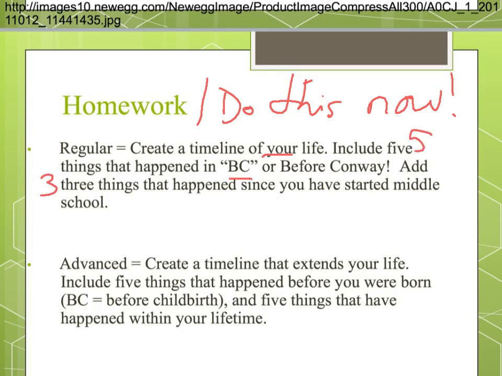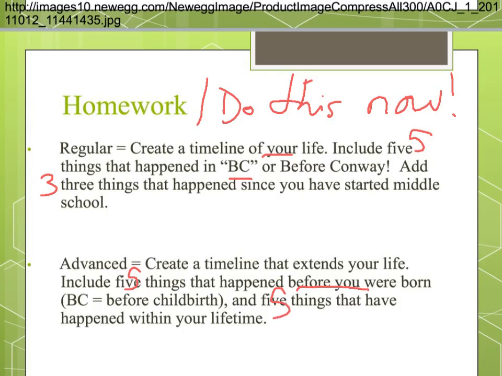Advanced classes, 2nd and 6th period. You need to create a timeline to extend your life. 5 things that happened before you were born, BC, before childbirth, and 5 things that happened within your lifetime.